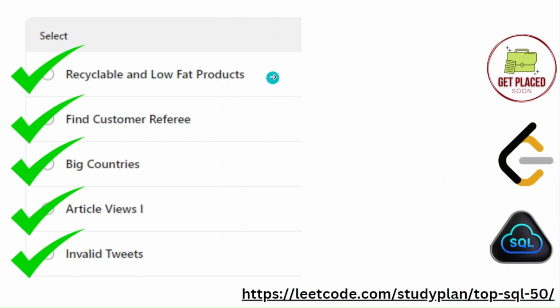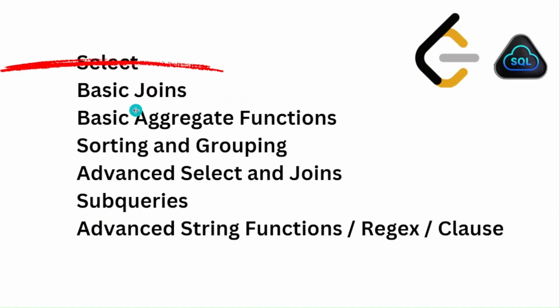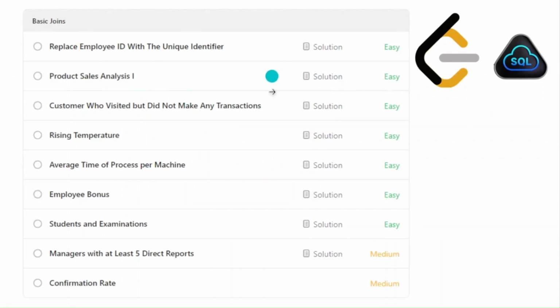In the previous episodes we have learnt a lot of concepts. Also we have solved these 5 problems on the topic select. Now moving ahead, we have our next topic, that is basic joins. In the joins topic under LeetCode SQL 50 challenge, we have these 9 problems.